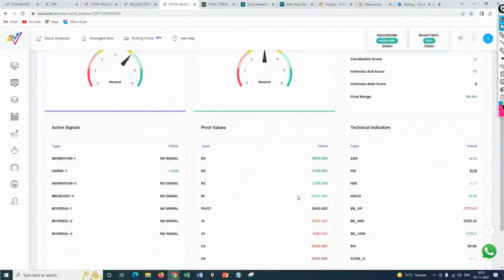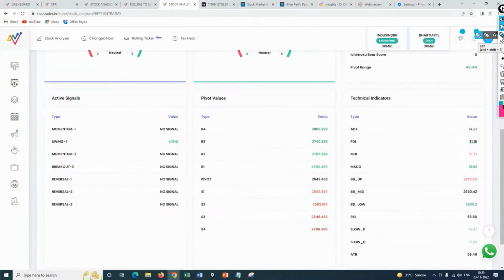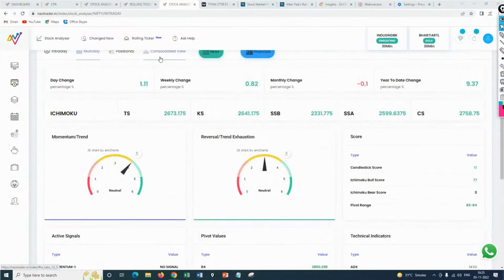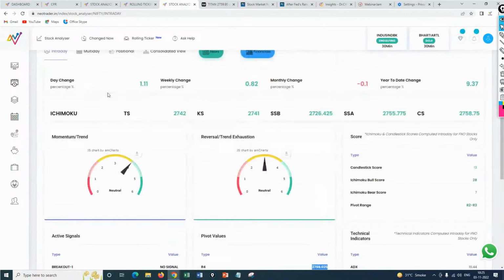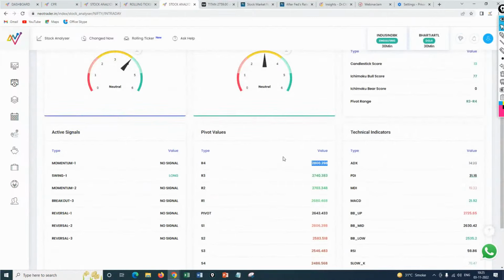Okay, you go to multi-day and you have your 2800 over here as your multi-day R4 level. You got an even higher number of levels here for you to play around with and use as your target. So if I go to intraday here, I saw that 2798 was the last level I was getting. Let me go to multi-day. I got 2800, which is also very close. So even that didn't really help.